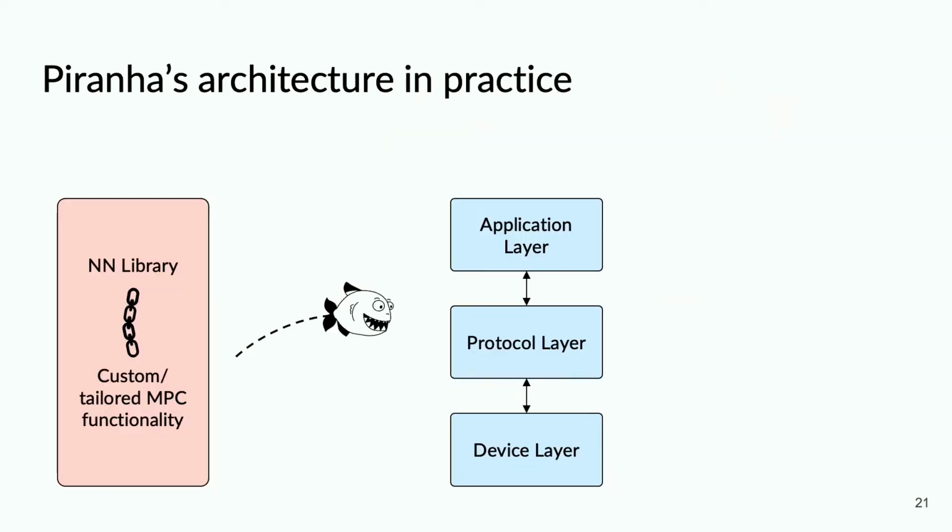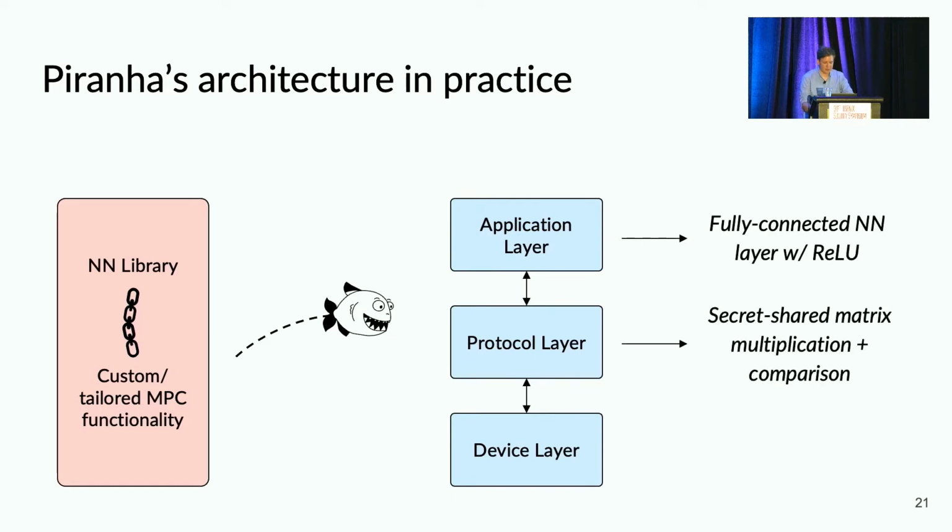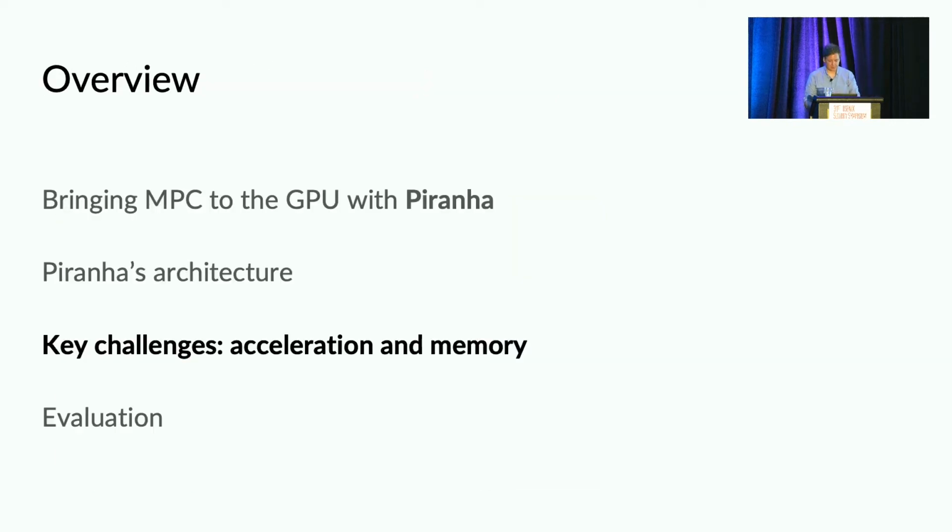So to dig a little deeper, let's step into the shoes of someone with an application that's training a simple, fully connected neural network layer with a ReLU activation. This is exactly what I tried to run in the internet crapped out. So underlying that, protocols need to implement a secret shared matrix multiplication for the fully connected layer and a comparison for ReLU. And at the bottom, Piranha needs to provide kernels to accelerate those corresponding operations. And right here at the bottom layer is where we start running into both computational and memory problems.